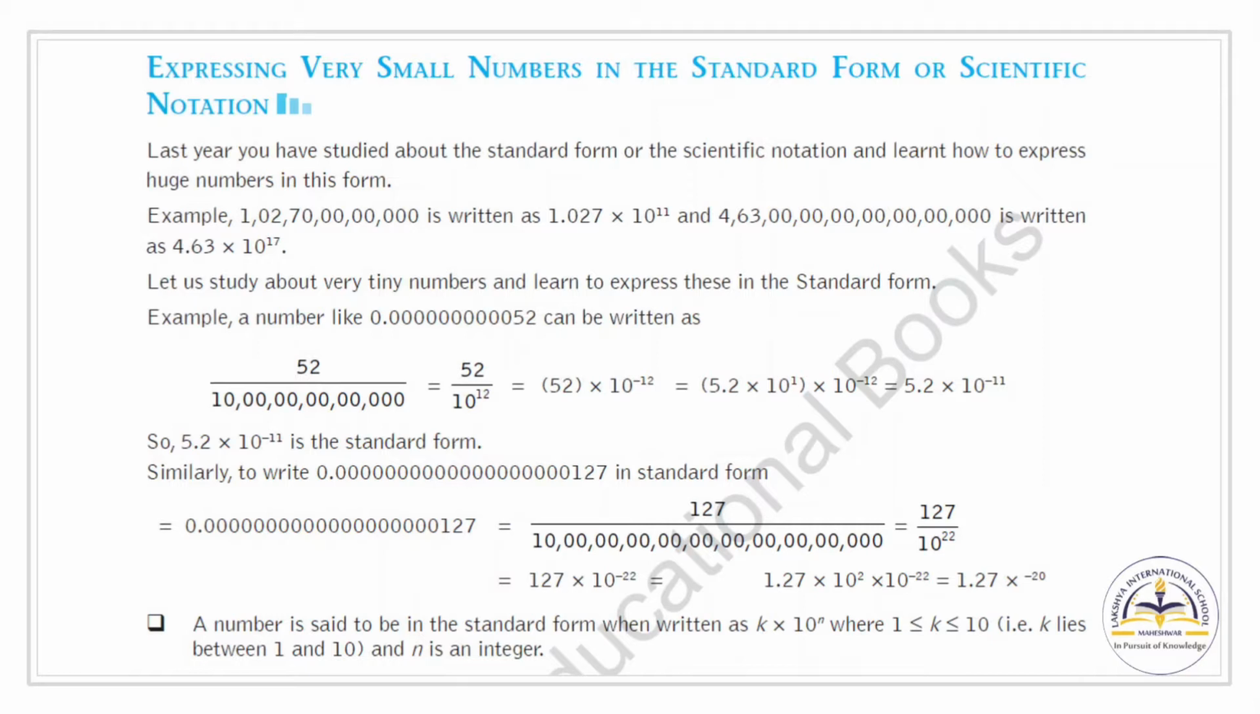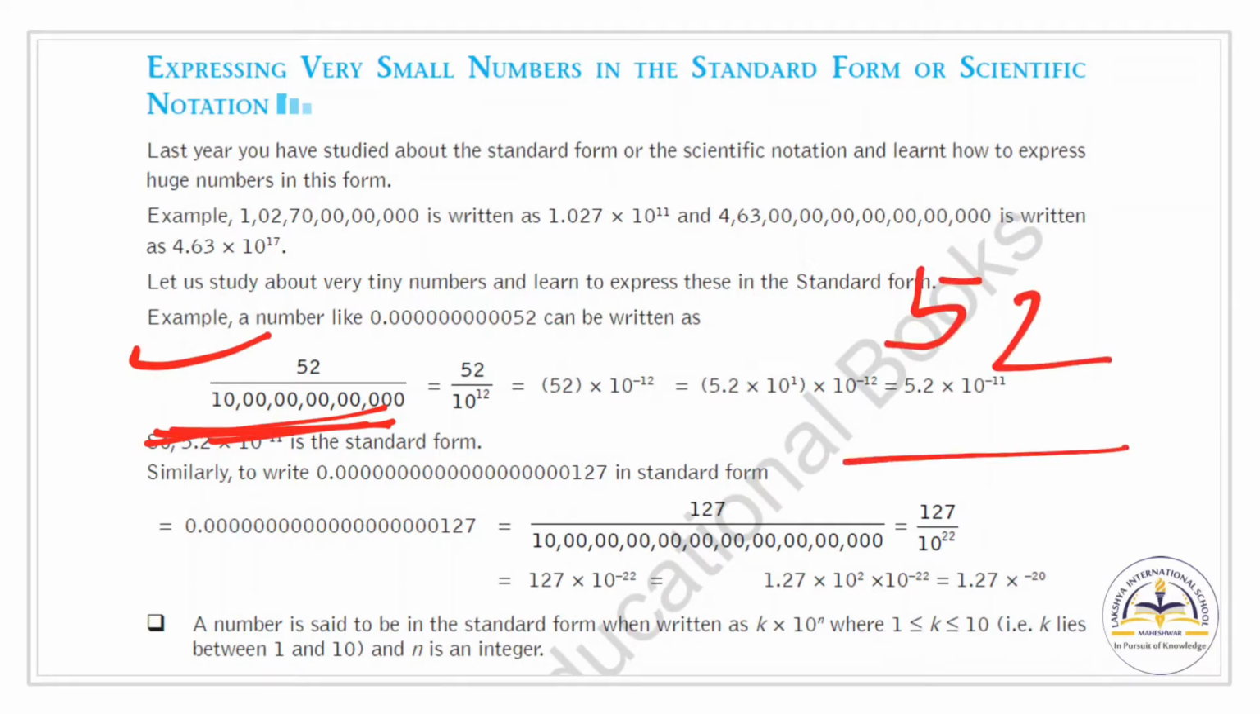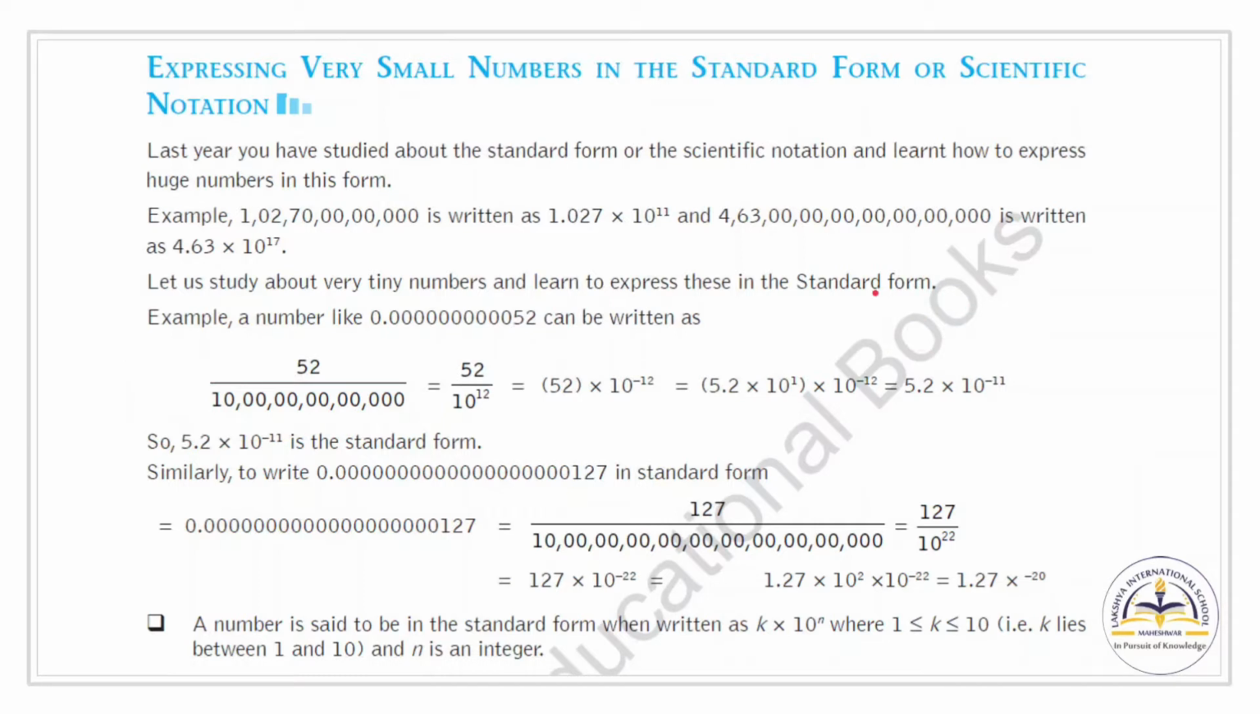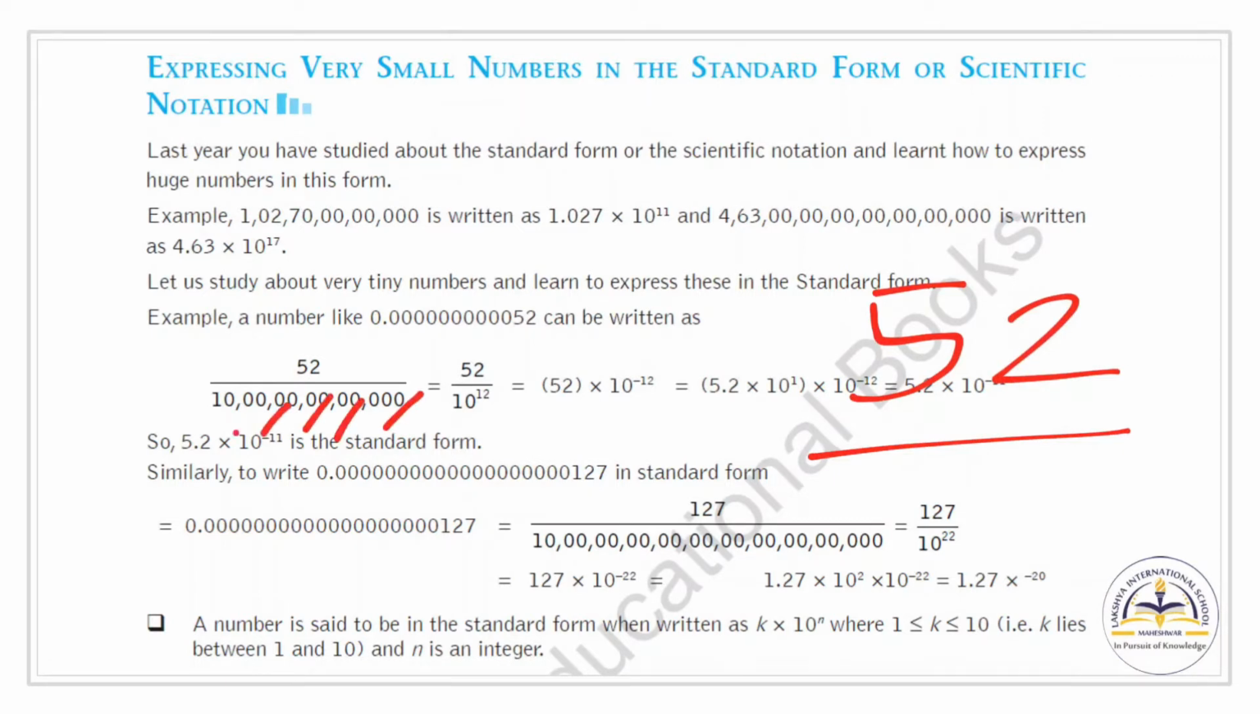Now suppose we have 52 divided by this number. First we will write 52 divided by, and now we have to write this number as 10 raised to the power. So first we will count the number of zeros in the given number. 3, 4, 5, 6, 7, 8, 9, 10, 11 and 12. There are 12 zeros, so 10 raised to the power 12. Okay, so here we have written it.